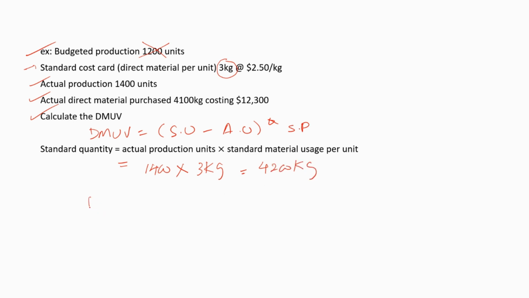Now we can calculate the direct material usage variance, which is equal to 4200 kilograms minus actual usage, which is 4100 kilograms, multiplied by the standard price, which is $2.5 per kilogram, which is equal to $250. This is a positive value, which means this is a favorable value.